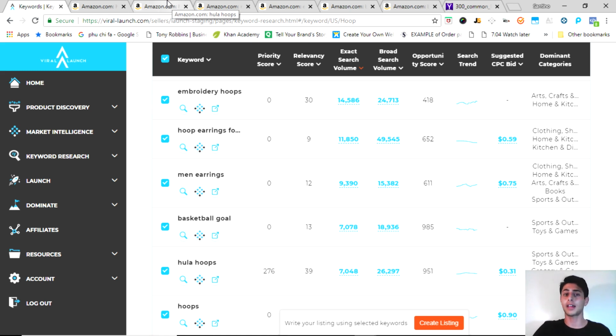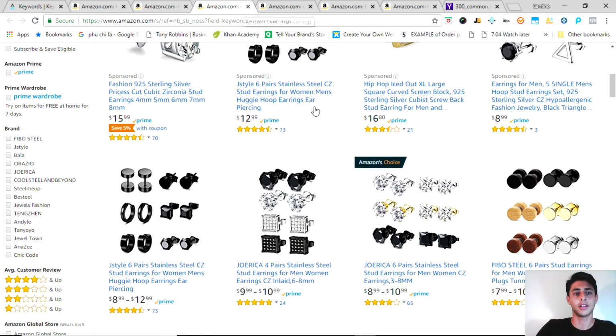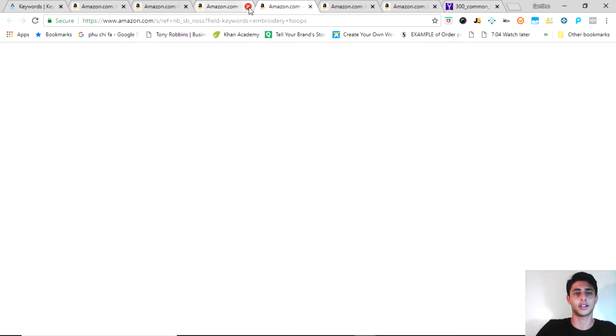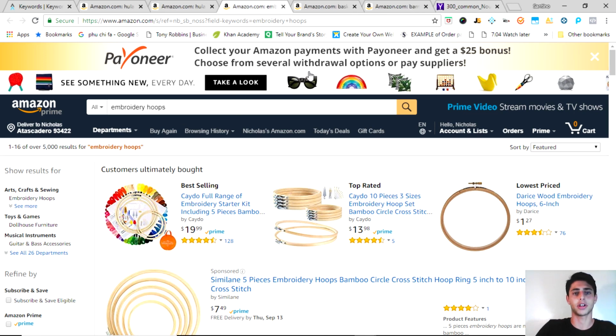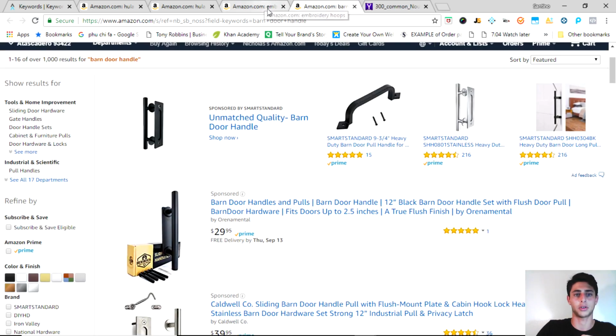Because a lot of times you'll find sellers that are selling thousands of products, and that's a great way to just find an entire database to actually do more product research on. So the hula hoops look great, so we would just add that to cart. The men's earrings did not look good, so we'll get rid of that. Embroidery hoops, we'll check this market out next. I don't think we've checked this out. And basketball hoop, we're going to get rid of basketball hoop.